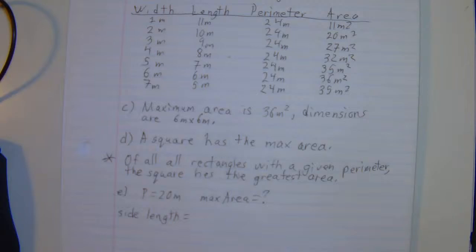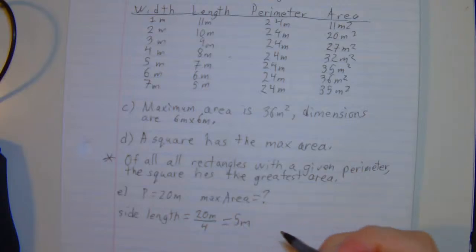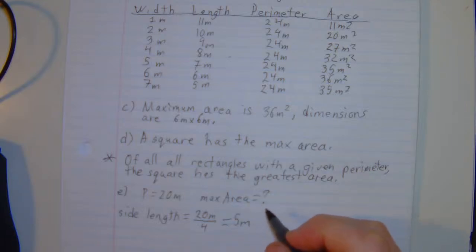Right on. Thank you, Adam, Allen, and Emma. So we have a side length of 5 meters. And the way we get that is we do 20 meters divided by 4. So whatever the perimeter is, a square has 4 equal sides, so we divide the perimeter by 4 to get the side length. And then once we have the side length of 5 meters, what is the area of that square going to be? Go ahead and tell me in chat.